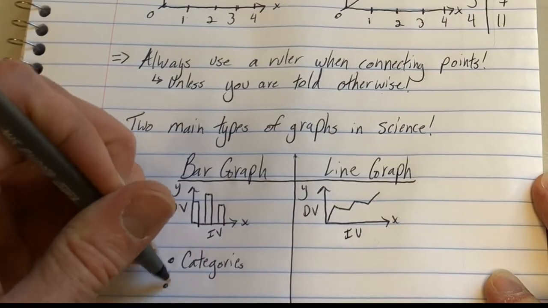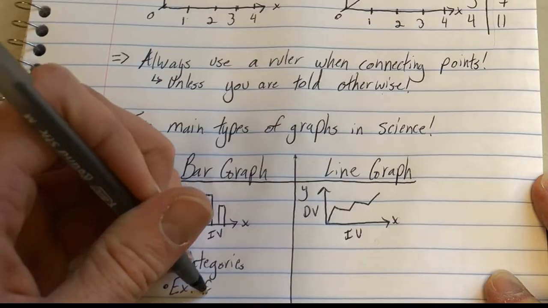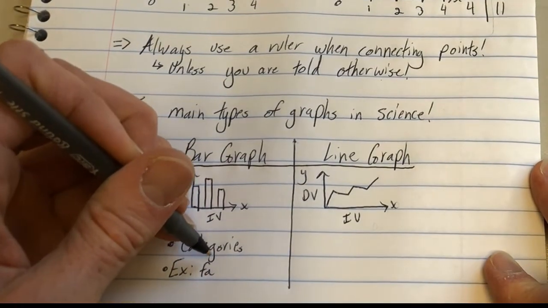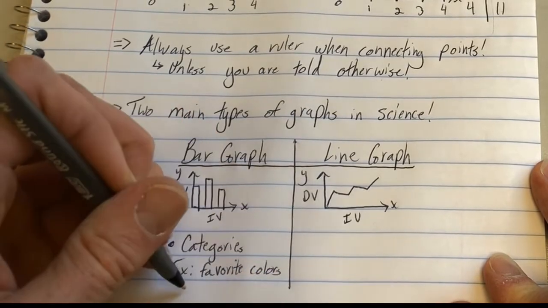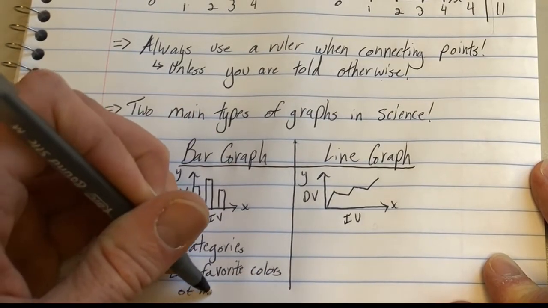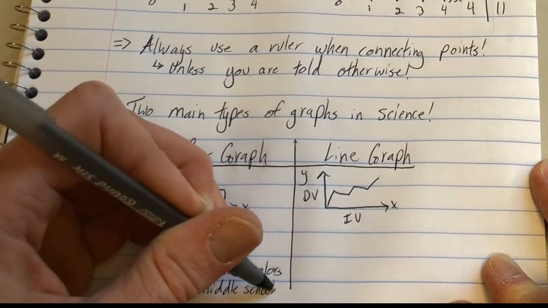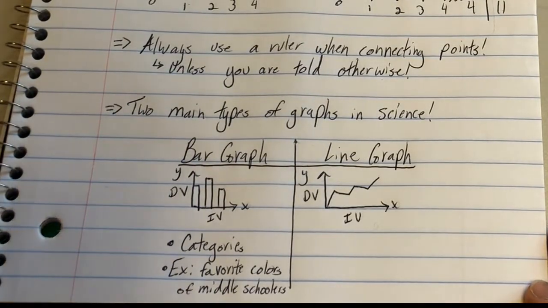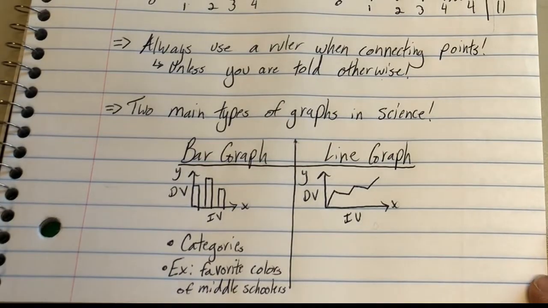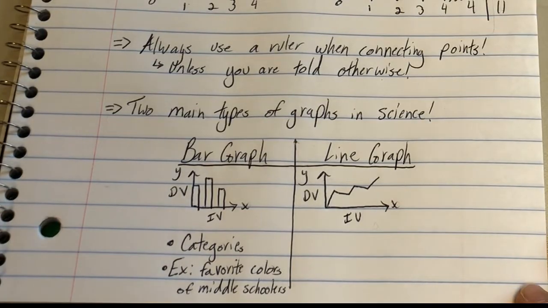For example, this would be favorite colors of middle schoolers. The favorite colors would be the categories, so blue, green, yellow, and then the number of middle schoolers would be your dependent variable. So the larger the bar would mean the more middle schoolers like a certain color.